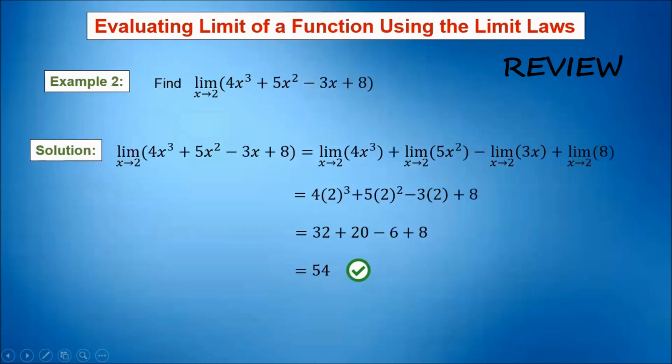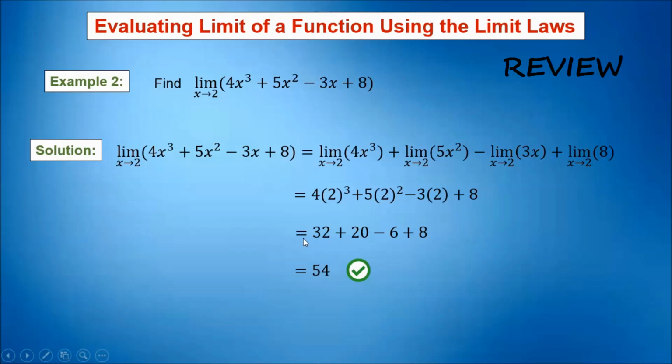Again, example number 2: find the limit of 4x cubed plus 5x squared minus 3x plus 8 as x approaches 2. So as you can see, we apply again different limit laws. So we use the sum and difference of a function. We also use the limit of a constant times a function, and limits that involve exponents. But we can also use again the theorem number 10, which is substitution of the value of x.